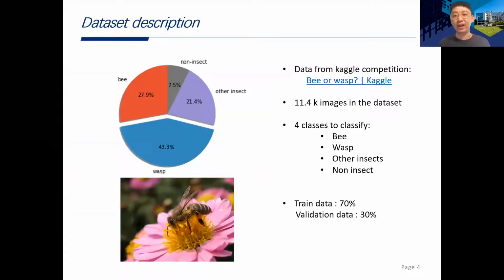Our data is from the Kaggle competition, BeeWasp, Kaggle. It has about 11 images in the dataset, and there are 4 classes to classify: bee, wasp, other insects, and non-insect. And we split the data into training data and validation data. The training data is about 70% of the original data. Next, please.